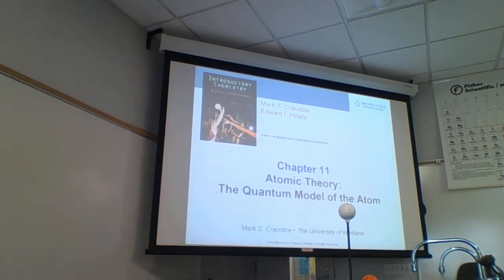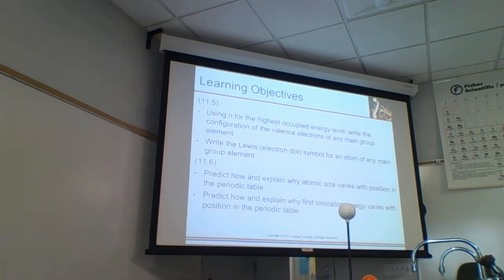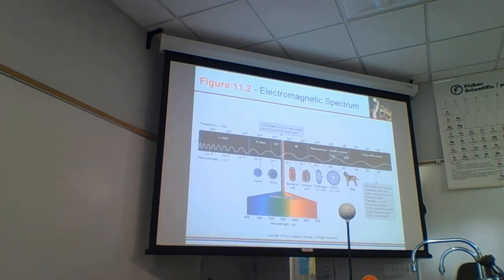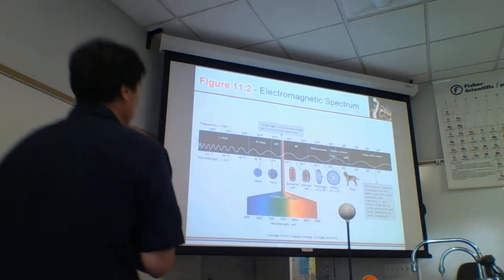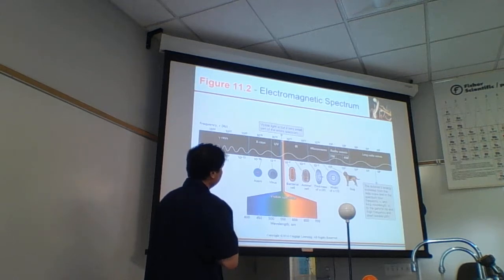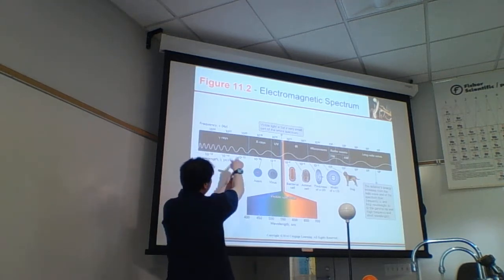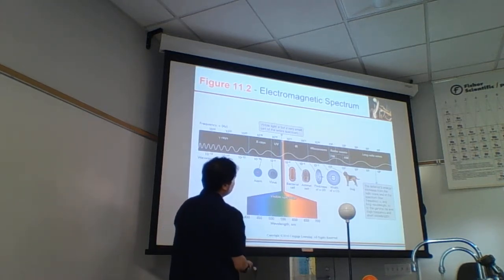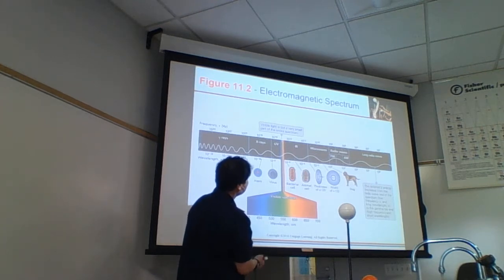Light, we don't think of it as matter. We think of it as energy transferred in the form of these oscillating up and down electric and magnetic fields.